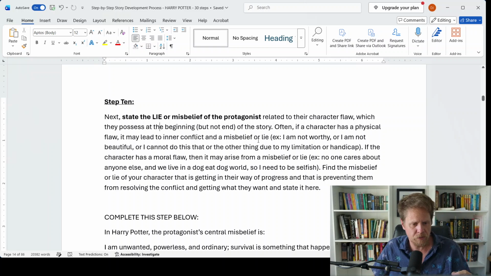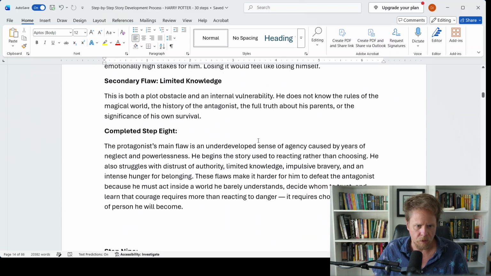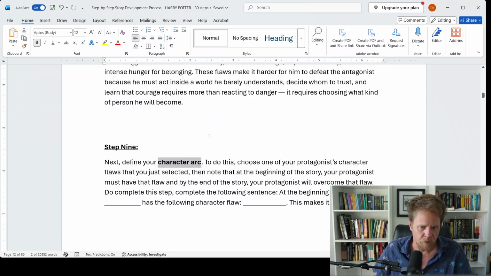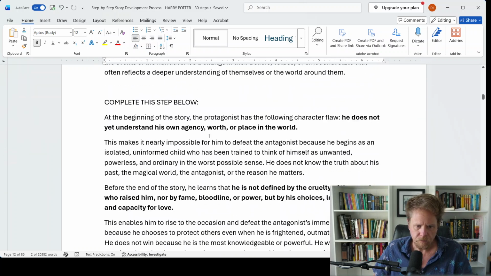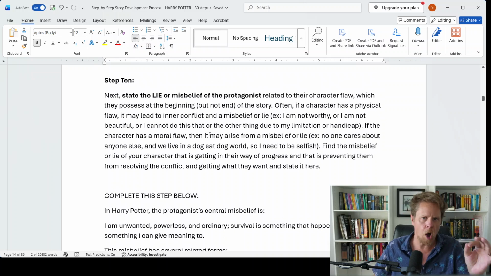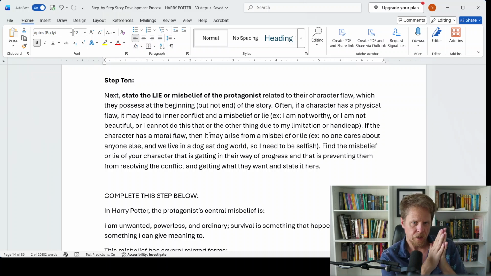But you have to do the steps in order before you can get to the step where you write a misbelief for your protagonist. You need to do the step before it, which we talked about in the last video, which was your character arc. The reason for that is you need to know what your protagonist's character flaw is before you really tackle the misbelief. You want your misbelief to be related to your character flaw in some way, and you want it to be related to their character arc.